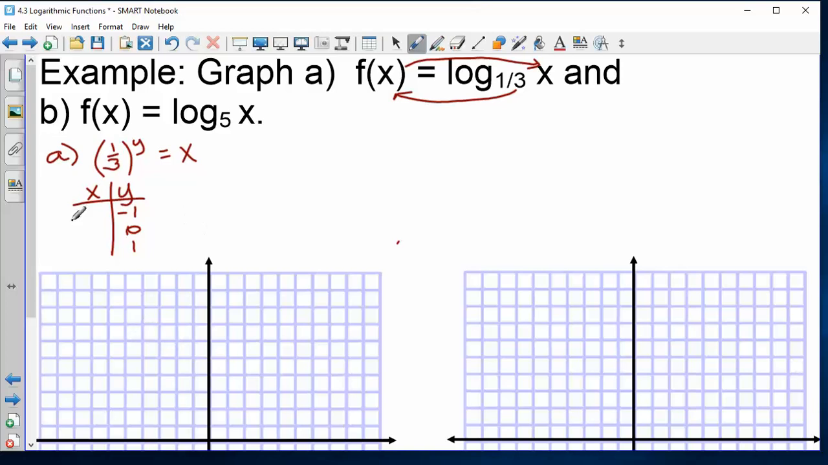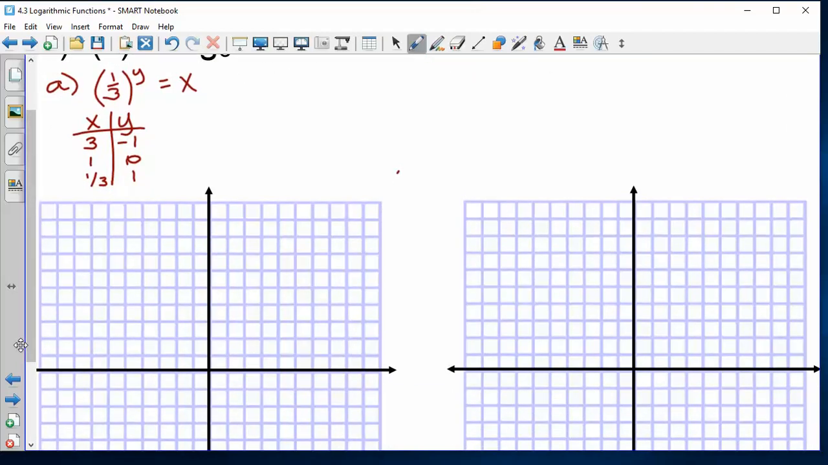So 1/3 to the -1, 1/3 to the 0, and 1/3 to the first. Okay. So we can plot those. We know, just like the exponential always had that horizontal asymptote, this one will have a vertical. So our graph looks something like that.